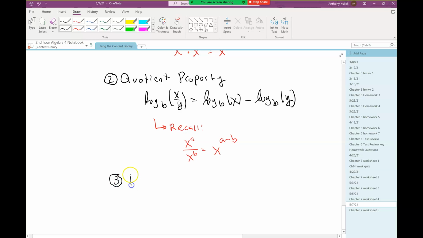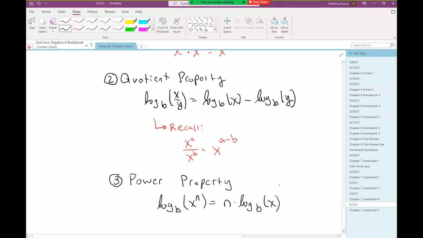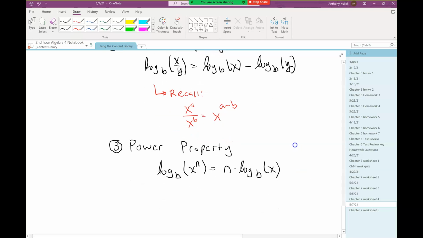The third one is called the power property. An exponent inside the logarithm turns into a coefficient outside the logarithm. Again, that seems rather strange. But if you remember from last chapter, we had this property of exponents, where the exponent of an exponent turned into the multiplication of exponents. That power property is just the logarithmic version of that property.